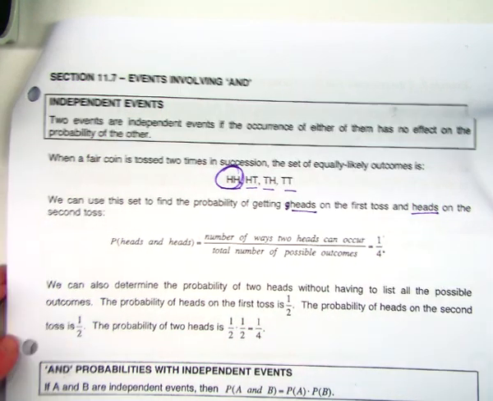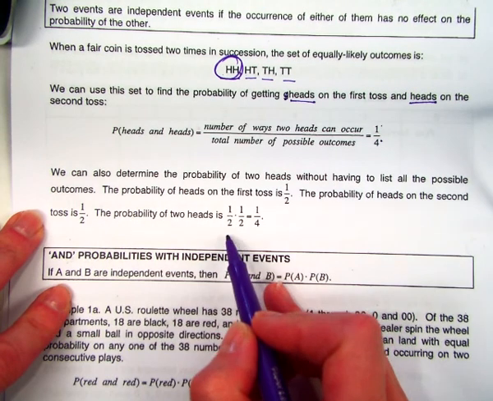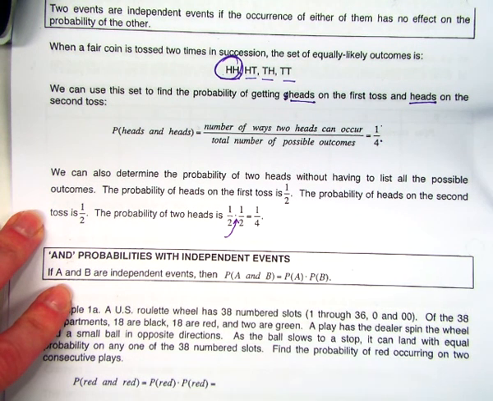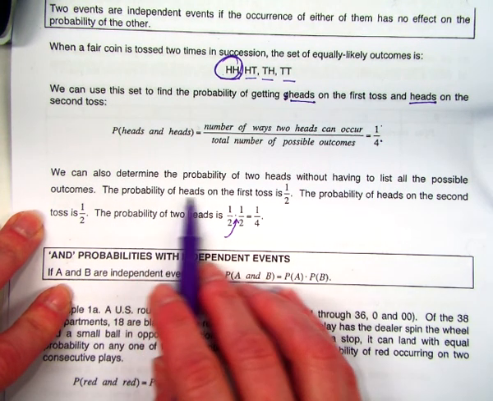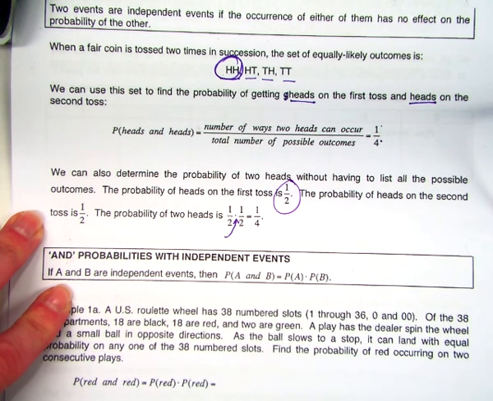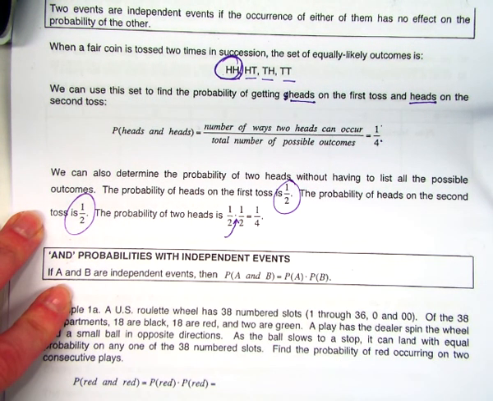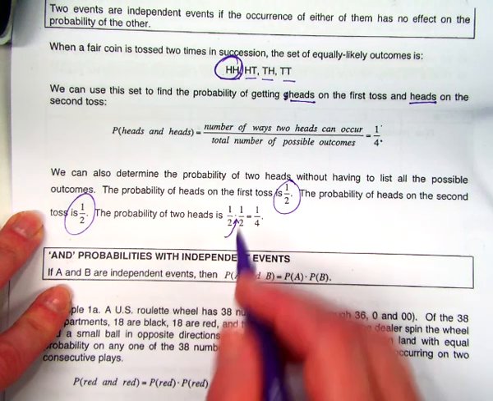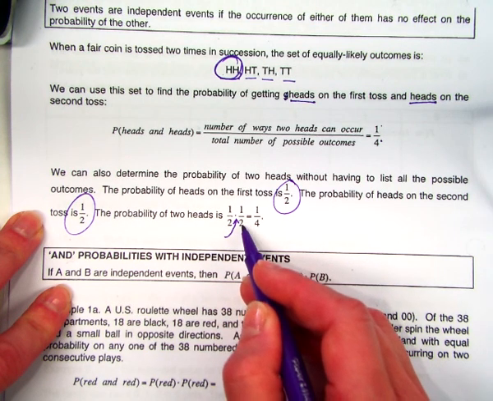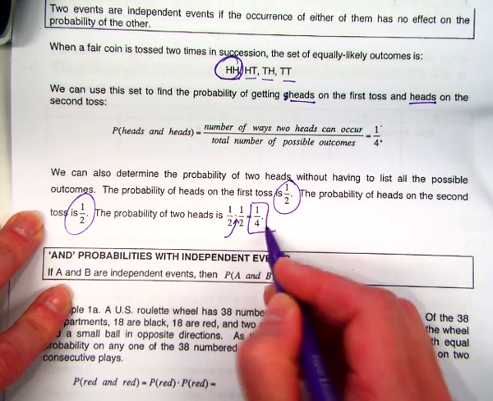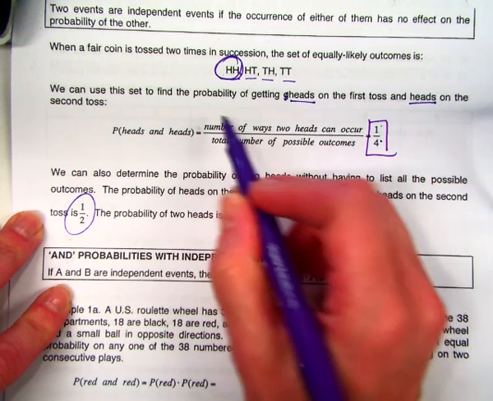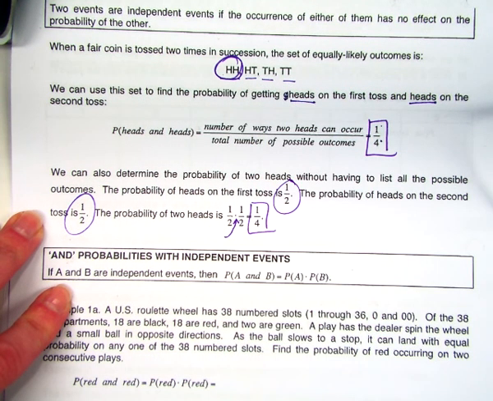So there is a formula that involves the multiplying that I just talked about. The probability of heads on the first toss is 1/2. The probability of heads on the second toss is also 1/2. So what you would do is multiply 1/2 times 1/2 to get 1/4, which is exactly what we found by counting out the different outcomes.